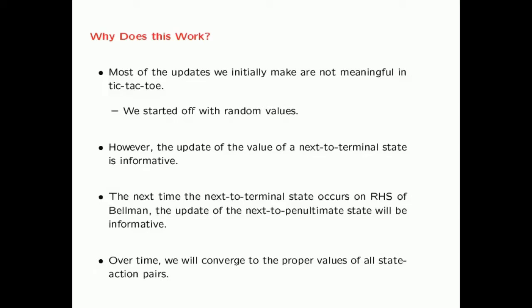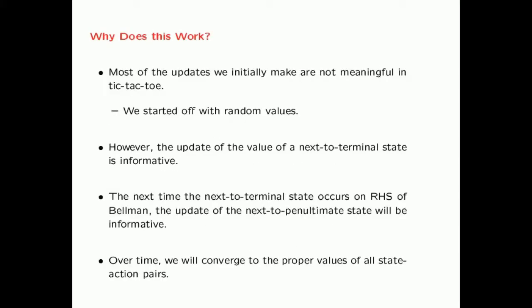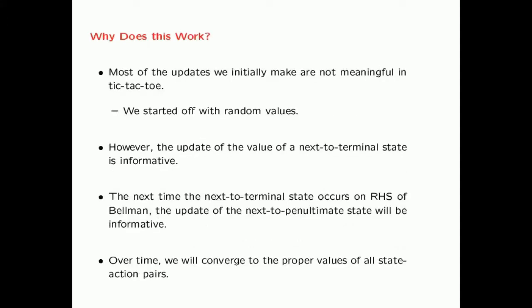So what's going to happen? In the update of equation 2, when your S_t is next to a terminal state, S_{t+1} will be a terminal state, so it's going to give you a perfect evaluation. Your next-to-terminal state will suddenly become informative. And the next time the next-to-terminal state occurs on the right-hand side of equation 2, the state before it will become better. So over time, these informative values will propagate, and we will converge to the proper values of all state-action pairs.